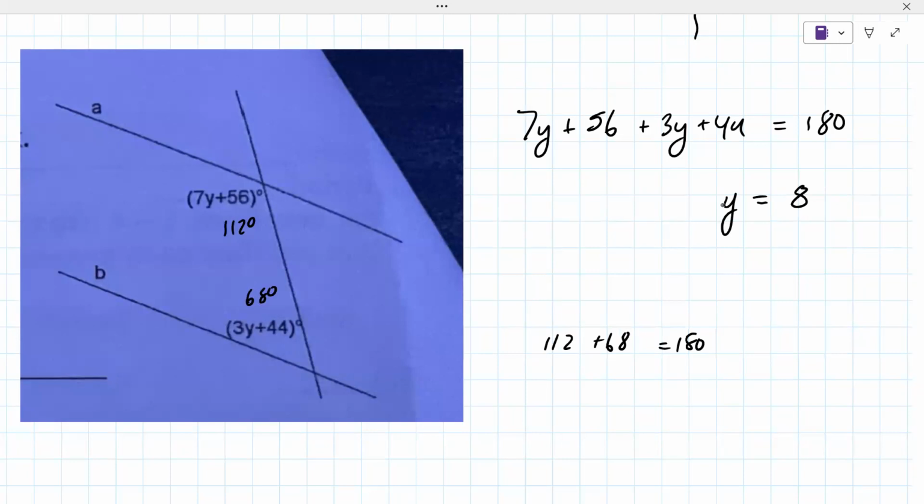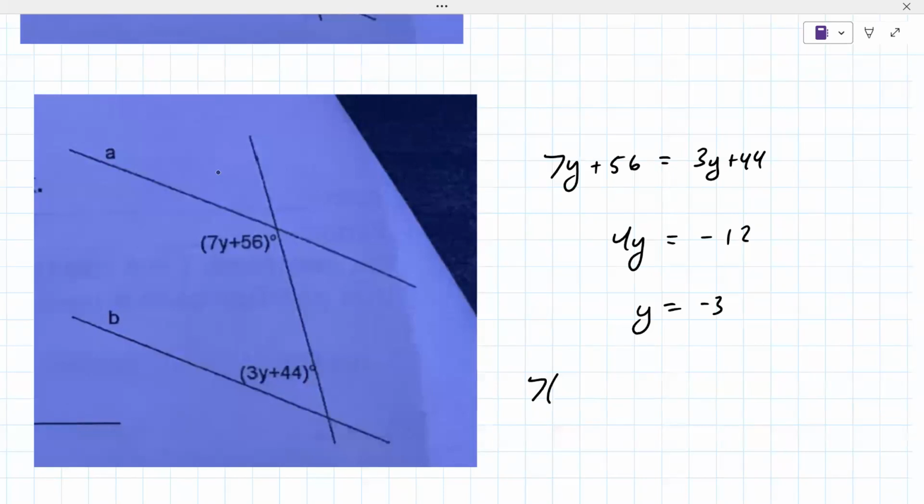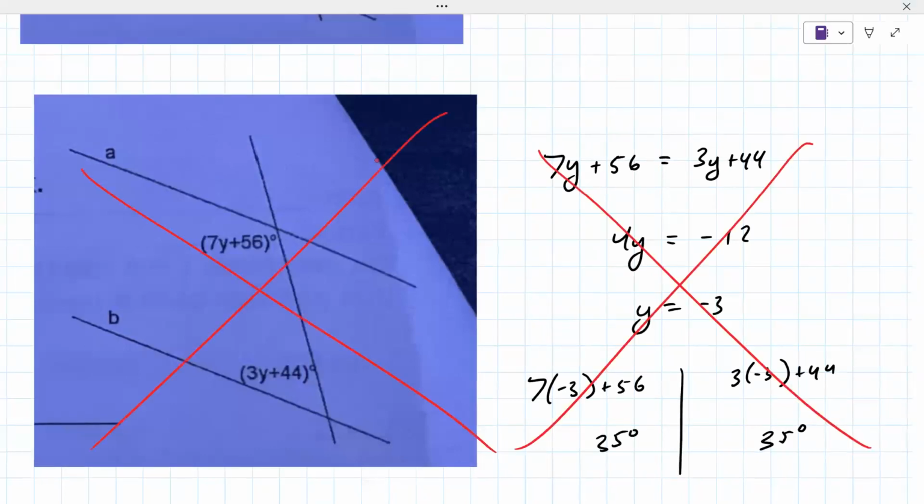Now I'm just going to show you this: if you just set them equal because you're not paying attention, you end up getting 4y equals -12, y equals -3. And you might think, I guess that kind of works. Then 7 times -3 plus 56 ends up being 35 degrees. 3 times -3 plus 44 ends up being 35 degrees. It worked, but this is completely wrong.